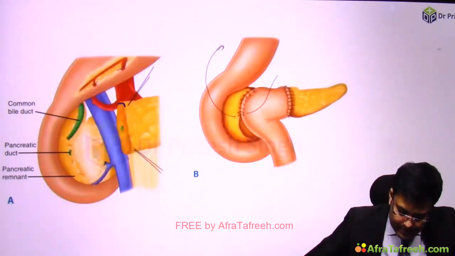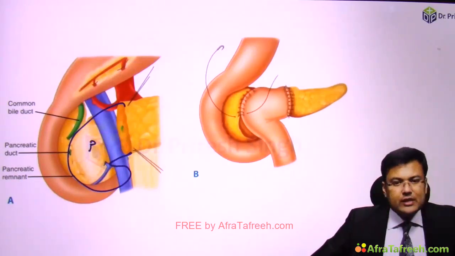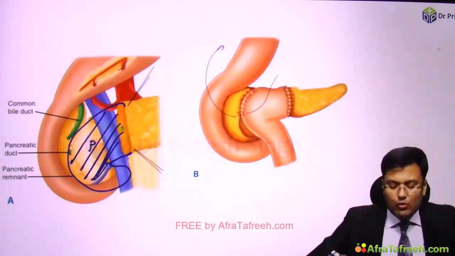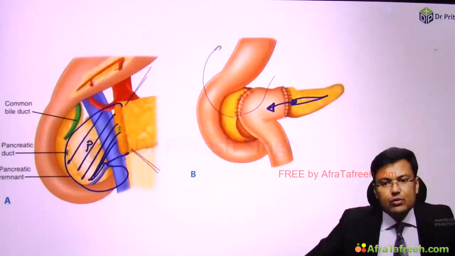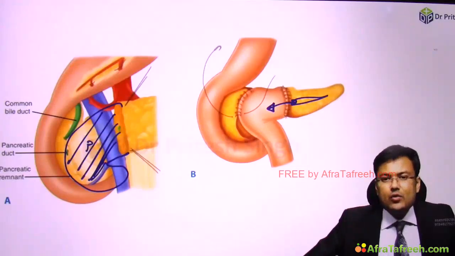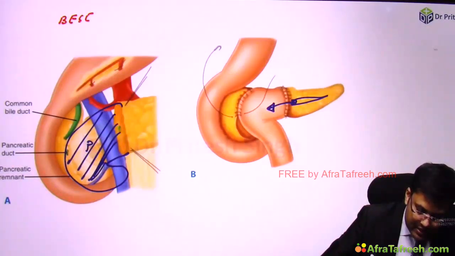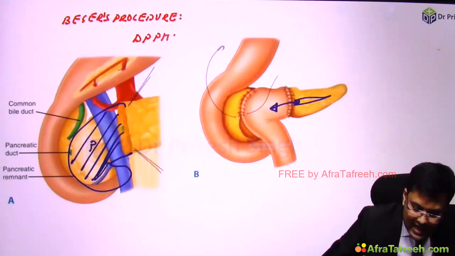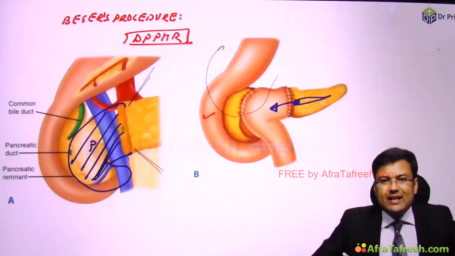Now see here what is being done. This is the pancreatic head, and it is being dissected. After resecting this pancreatic head, I'm going to restore the continuity. Can you see? This is the pancreatic duct and this is the jejunum. I'm going to restore the continuity with an end-to-end pancreatico jejunostomy. What's the name of this procedure? This is Beger's procedure, also known as duodenum preserving pancreatic head resection.